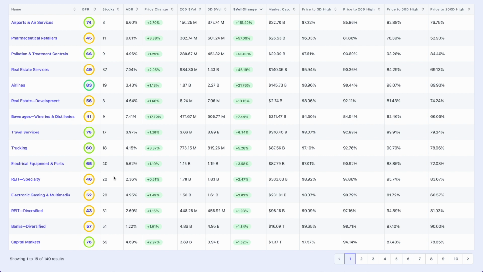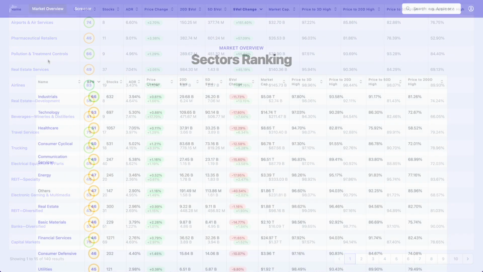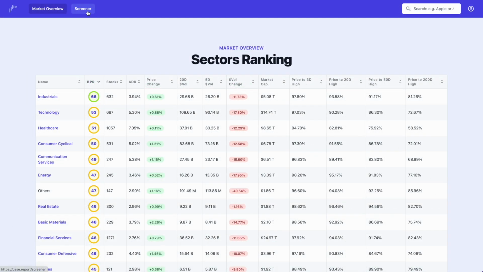Up until now, we've been looking at the entire market. However, many investors have specific criteria for the stocks they're interested in, like minimum dollar volume or stock price. These preferences can significantly narrow down their pool of potential stocks. So we made sure you could view the industries table for only the stocks you're interested in. Let's demonstrate this using the screener feature.